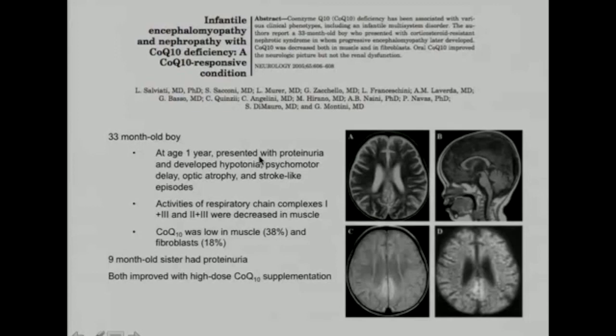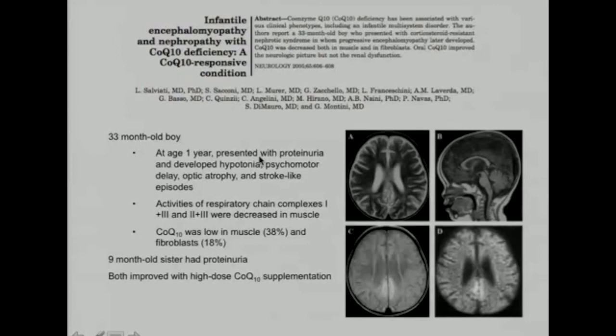Well, we studied one family with this infantile onset multisystemic disease. The proband was a young child from Italy. He was 33 months old. At age 1 year, he developed the nephrotic syndrome with proteinuria, became hypotonic, and developed these stroke-like episodes, and psychomotor delay and optic atrophy. So he had a complex multisystemic disease.